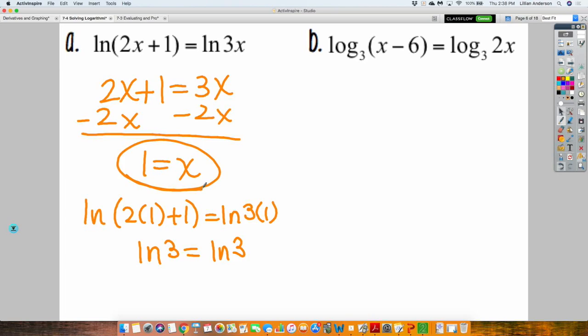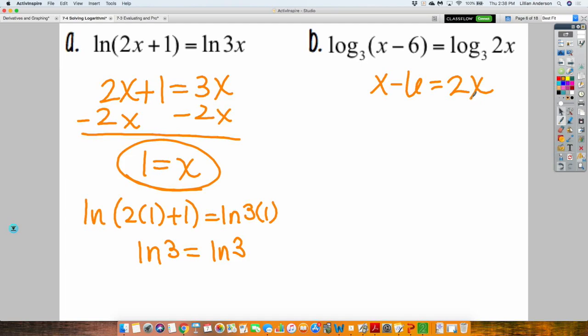No. It's on the same line as the ln. Let's look at this one. I have a log on the left, a log on the right. No need to condense or expand. So what do I do from this point? Set the arguments equal to each other.